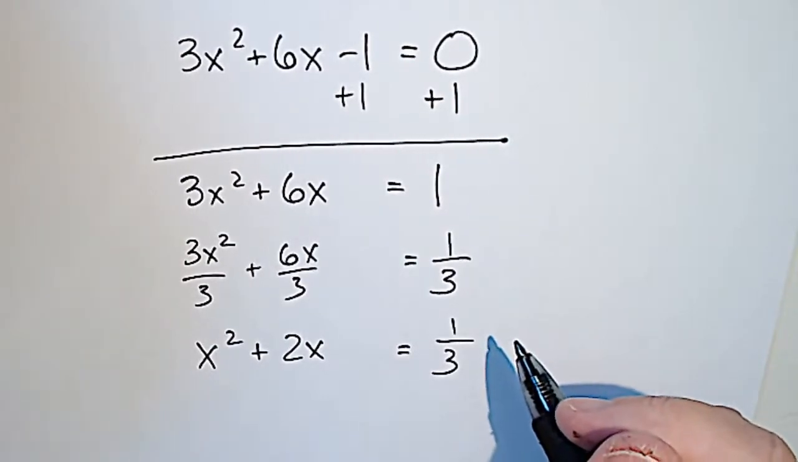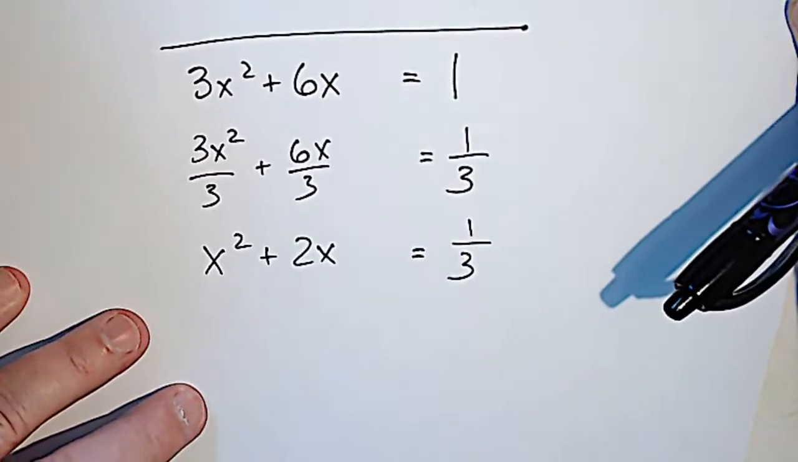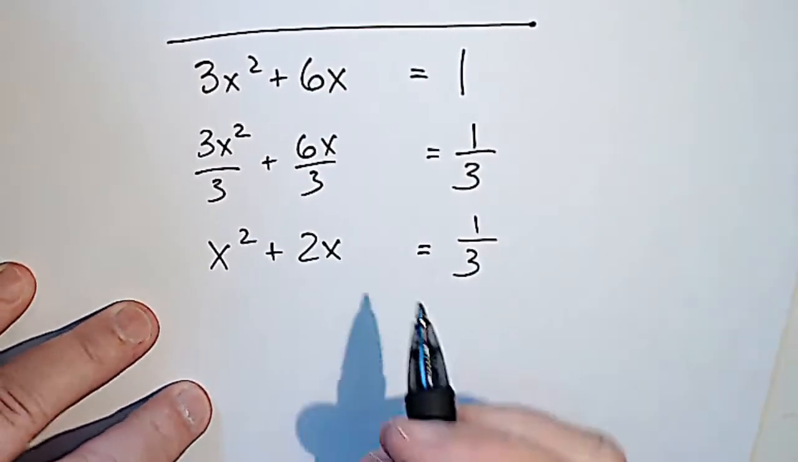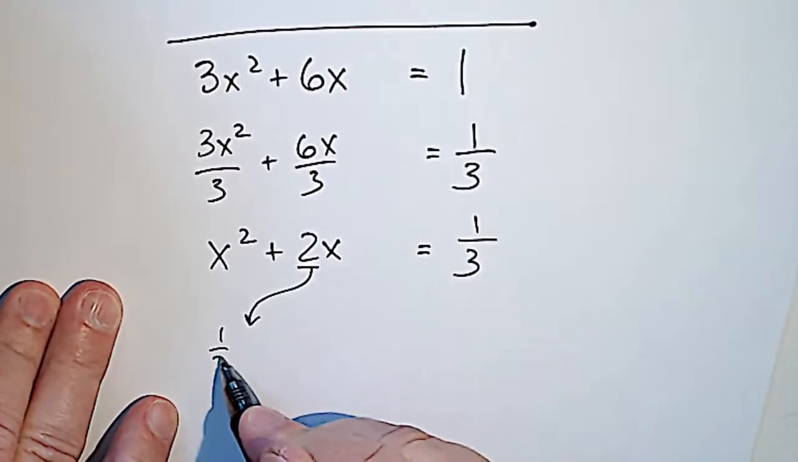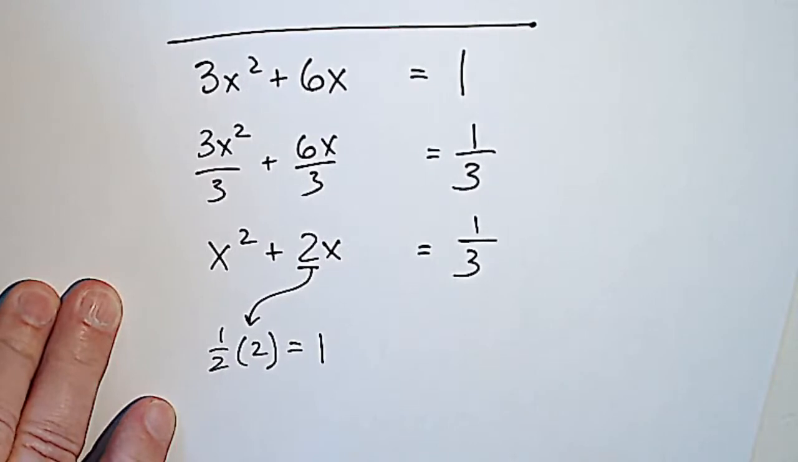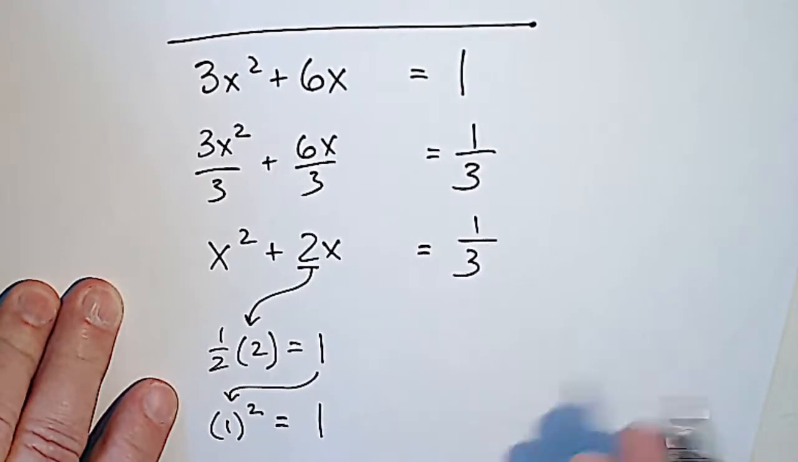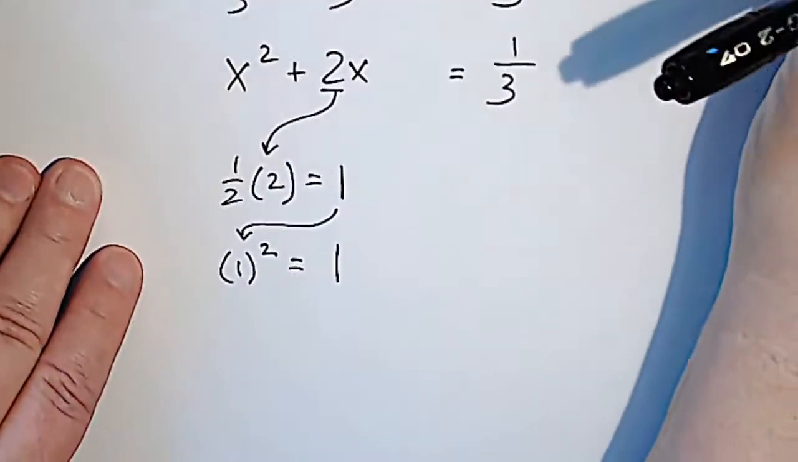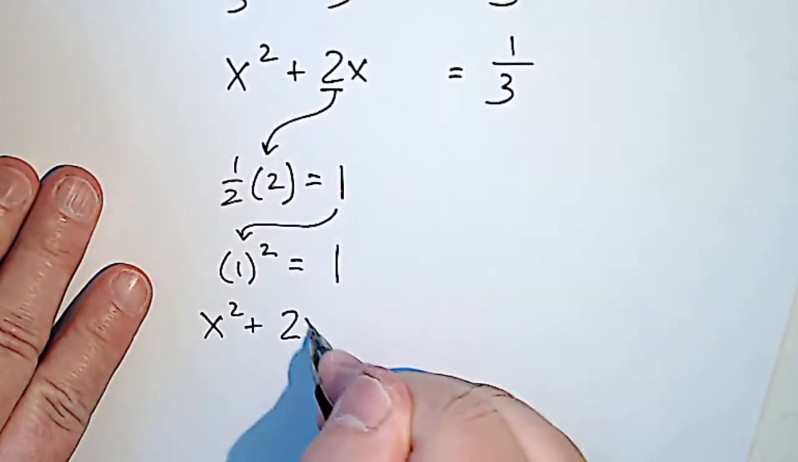Ugh, 1/3. Okay. So now, any thoughts? Well, we're going to take this number and we're going to take half of it. And I am thrilled to tell you that the answer is 1. And then we're going to take the 1 and we're going to square it. And that gives us 1. So far, so good. And then we're going to add 1 to both sides.